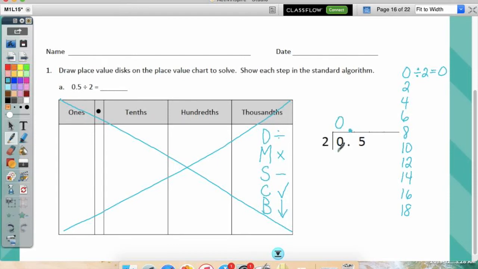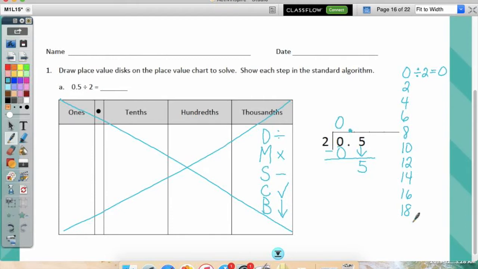0 times 2 equals, and that leaves me with a 5. Now, the main reason I went ahead and wrote this 0 is because of the decimal in between. It's just kind of confusing, okay? So now I've got a 5.